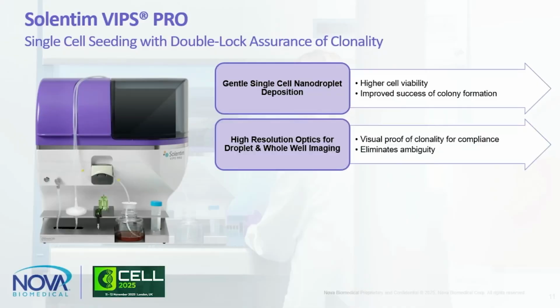It also has high resolution optics for droplet and whole well imaging. The benefit of this is that you have visual proof of clonality for regulatory compliance. Also, having that high quality imaging eliminates any ambiguity. When you're trying to decide if something is a clone or whether it's debris, making sure you have high image quality ensures that you make the right decision.